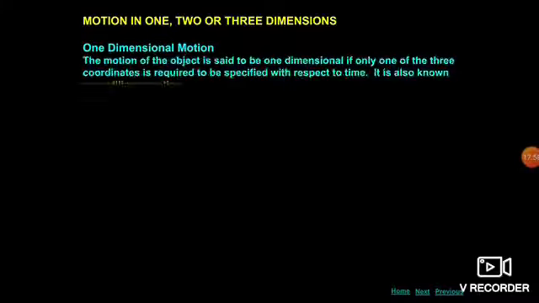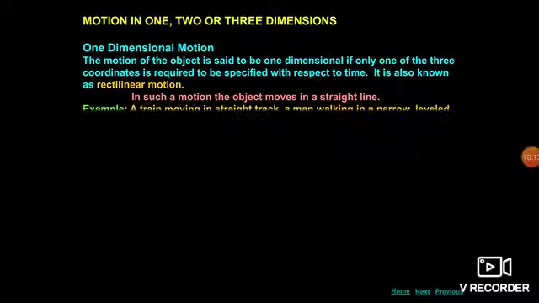Now, motion in one, two or three dimensions. One dimensional motion: the motion of an object is said to be one dimensional if only one of the three coordinates is required to specify it with respect to time. It is also known as rectilinear motion. In such a motion, the object moves in a straight line. Example: a train moving on a straight track, a man walking on a narrow level road, etc.